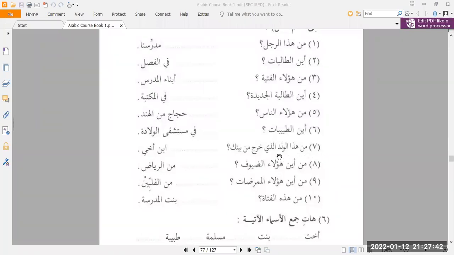Number 7: man hadha al-waladu alladhi kharaja min baytika. Who is this boy that exited from your house? Who is this boy that left your house, if we were to put it in our terms? And then the reply given is something ibn akhi. Huwa, correct. So huwa ibn akhi, as we join and say huwa ibn akhi, because of hamzatul wasl, this alif over here, so you join straight over it. Huwa ibn akhi. He is the son of my brother, ergo he is my nephew.